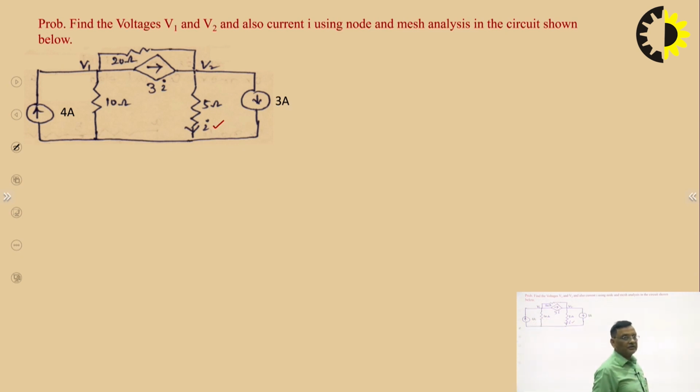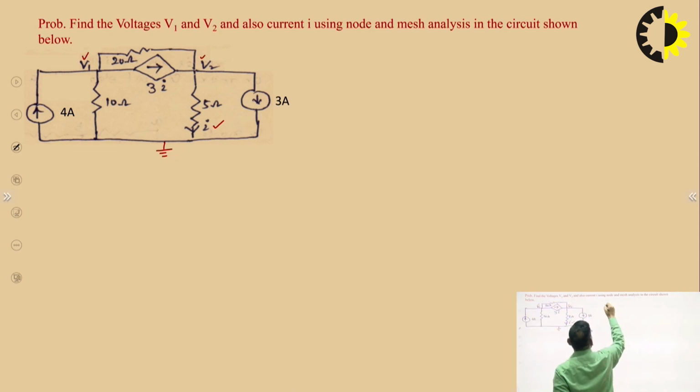So for the node analysis, the first job is to take a reference node. This is the reference node, and with respect to this node we take the voltage of other nodes in the given network. If you are going to apply node analysis, it means you have to apply Kirchhoff's current law, and for mesh analysis we apply Kirchhoff's voltage law. There are 2 nodes, V1 and V2.